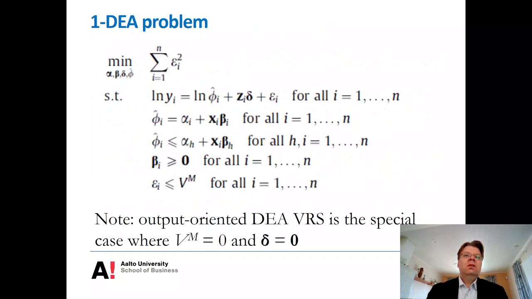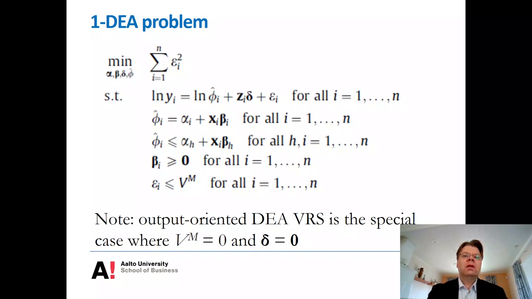And to this end, we can utilize the fact that DEA is just a restricted special case of convex regression. So we formulate what we call the one-stage DEA problem in this way: we minimize the sum of squared deviations epsilon, and the first constraint is similar to the regression equation that Banker and Natarajan consider, including these Z variables. And then we have a system of constraints similar to the convex regression. And in this one-stage DEA problem, we also put this upper bound, this capital V superscript M. So that was the maximum bound for the noise term. So we can impose that.